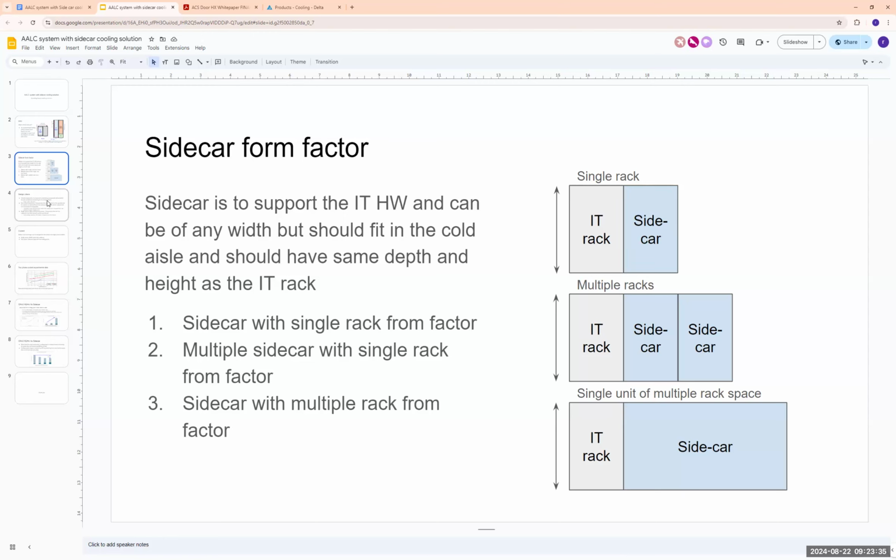I'm not sure if I need to define that as one of the slides in terms of sidecar versus a CDU. Does that make sense to add that as a slide? I would say there should be at least a line in there in the presentation, because that's one of the first things people will ask.